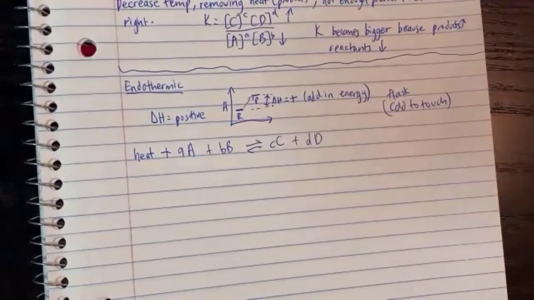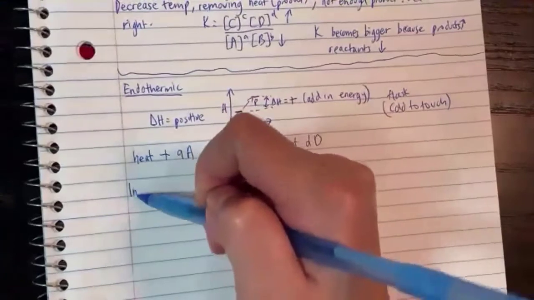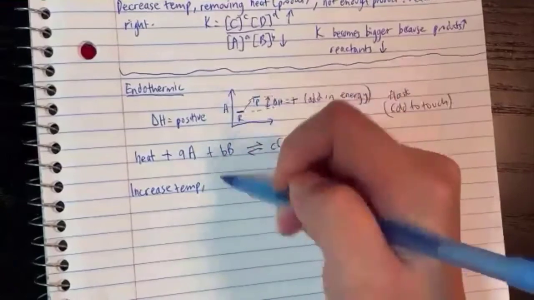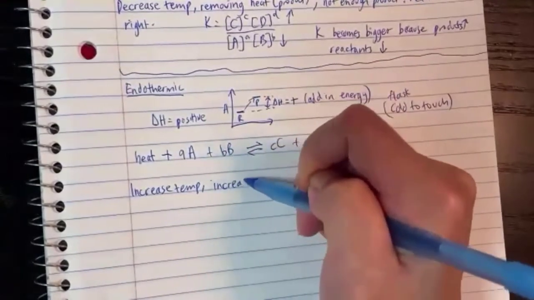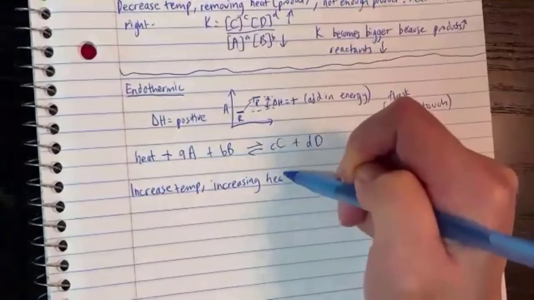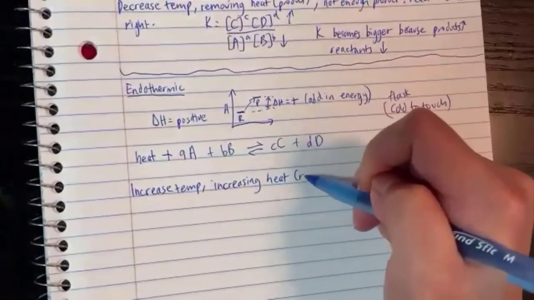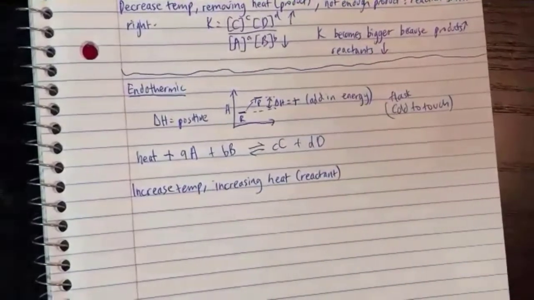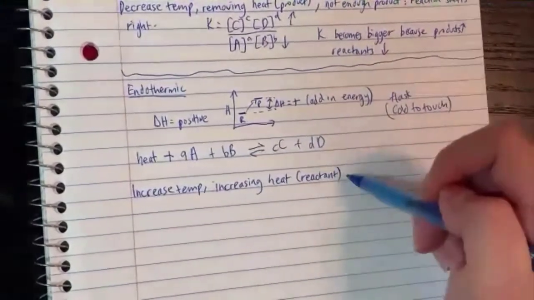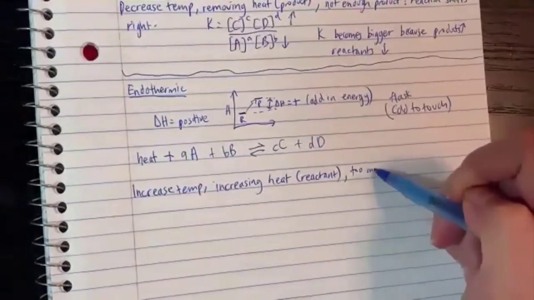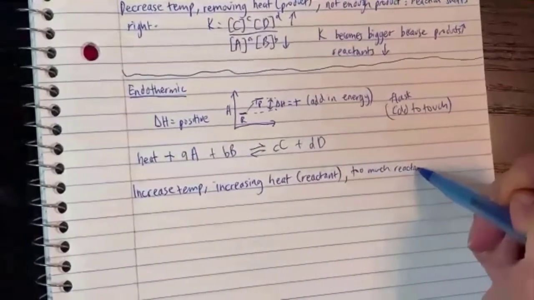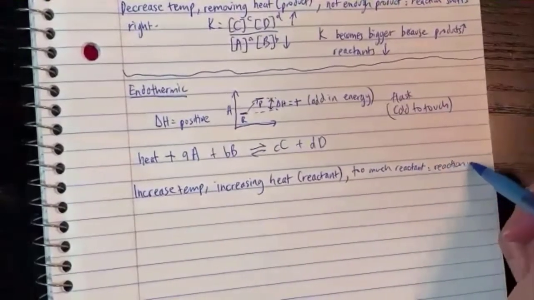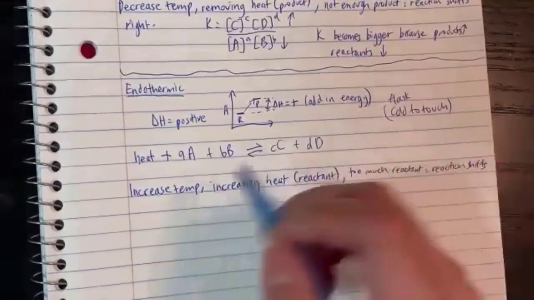Okay? So once we have that, if you increase the temperature, we are actually increasing reactants, because heat is there on the reactant side. So when you increase reactant, you're like, oh, I have too much reactant. So which way does it shift? It will shift to the right. Reaction shifts right.